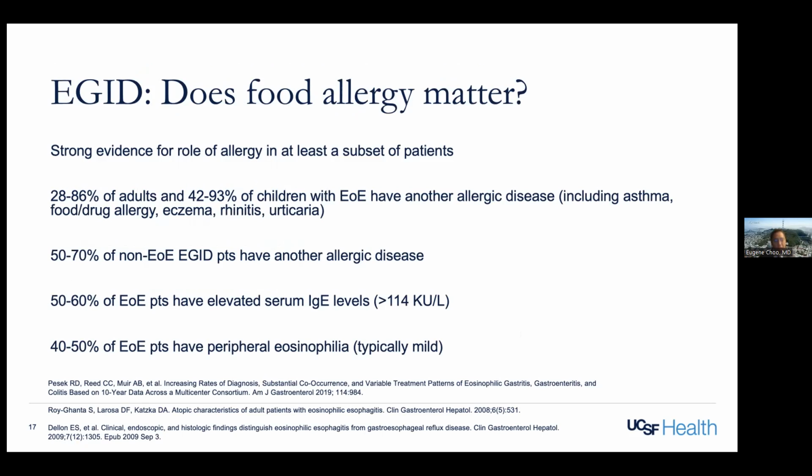In many studies, we've seen that there's a large percentage of the population who, first of all, have another relevant allergic disease, whether that's a pre-existing history of food allergy, drug allergy, atopic dermatitis, rhinitis, or asthma. And we see this similarly, not just for EoE, but for other EGID conditions, about 50 to 70% have another allergic disease ongoing.